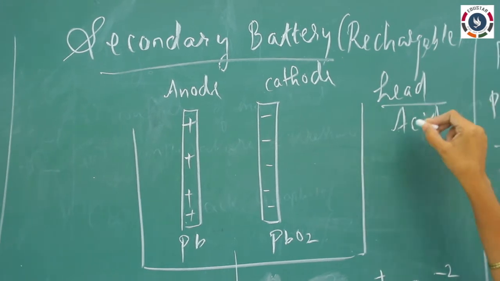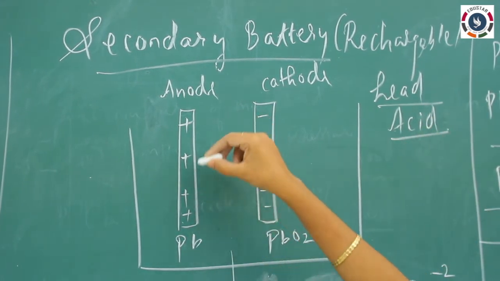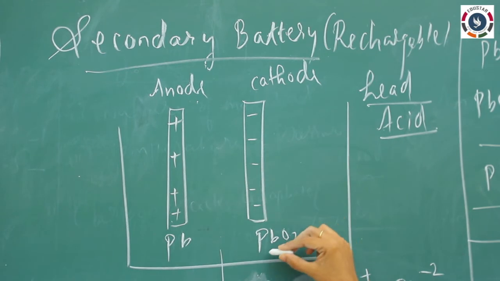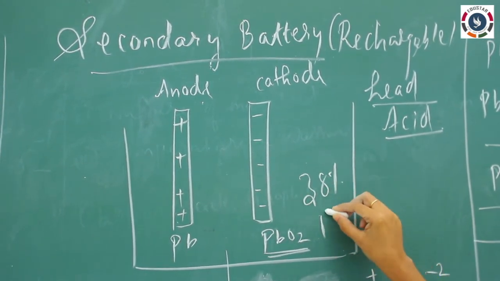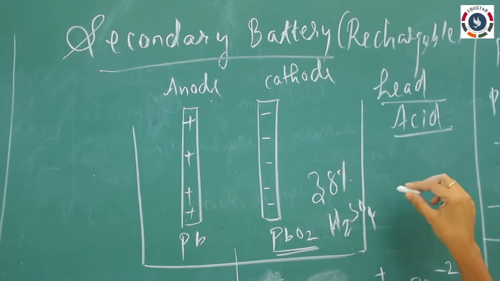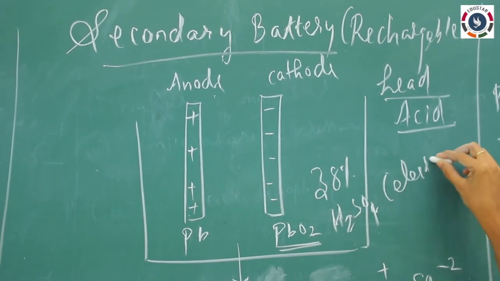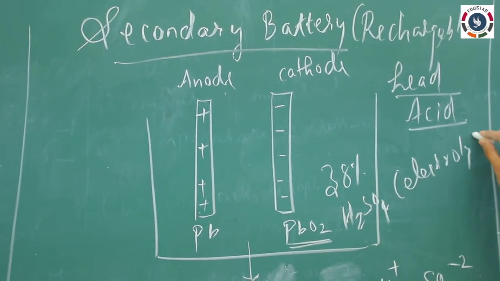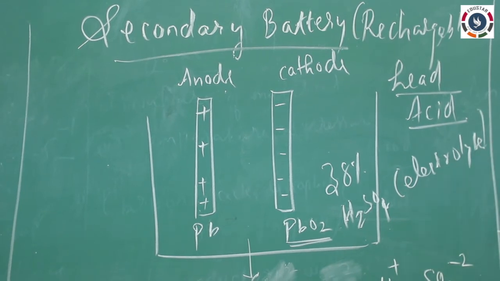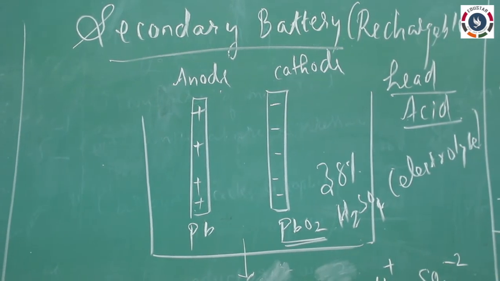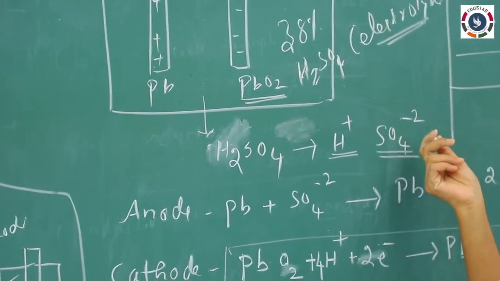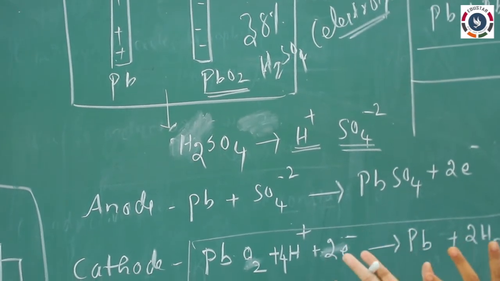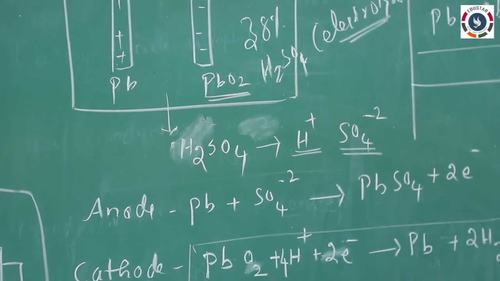In this lead acid battery, we have taken lead as the anode and lead oxide as the cathode, and 38% of H2SO4 is taken as the electrolyte. I am taking this electrolyte in the form of ions, that is H plus and SO4 minus 2 ions, for the sake of explaining the reactions happening inside the cell.